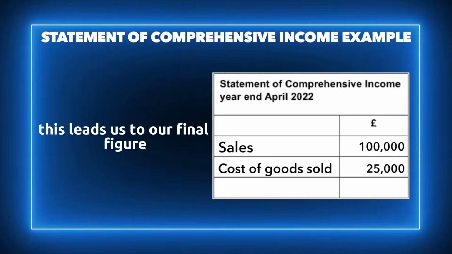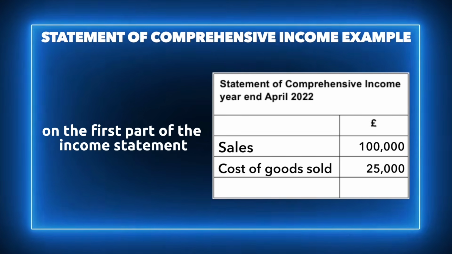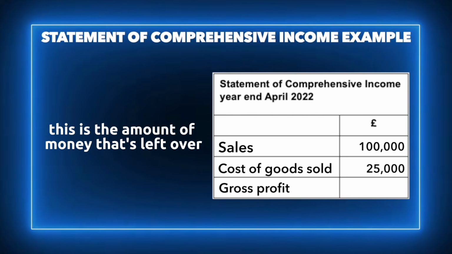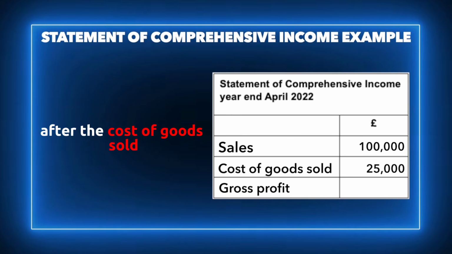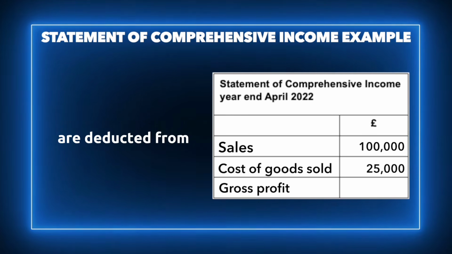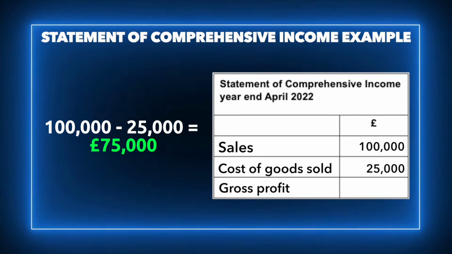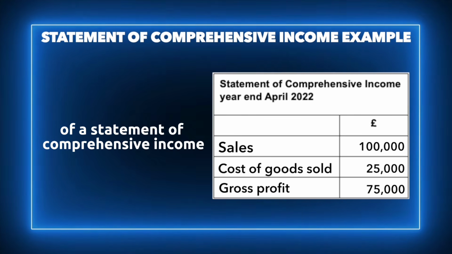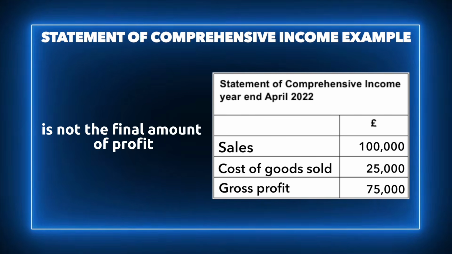This leads us to our final figure on the first part of the income statement, which is gross profit. This is the amount of money that's left over after the cost of goods sold are deducted from sales. So in this case, that would be 100,000 minus 25,000, which equals £75,000.